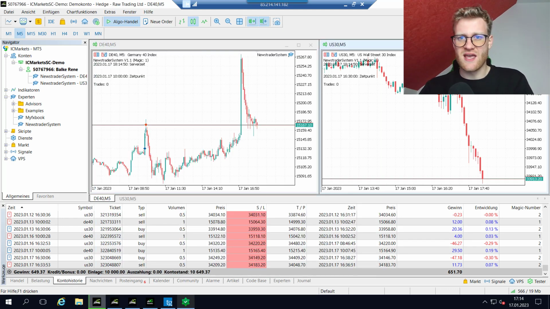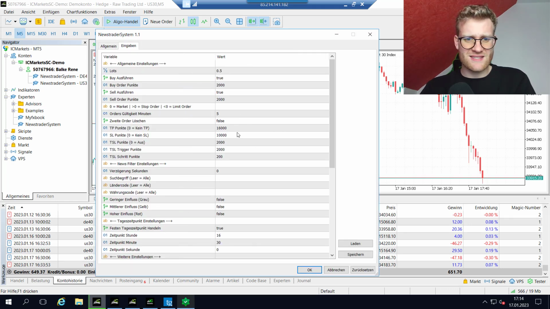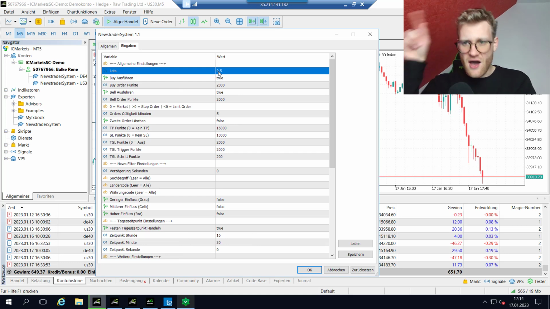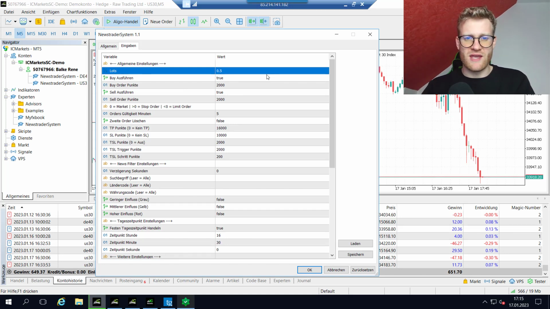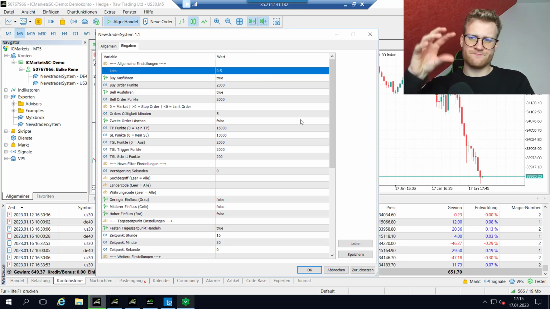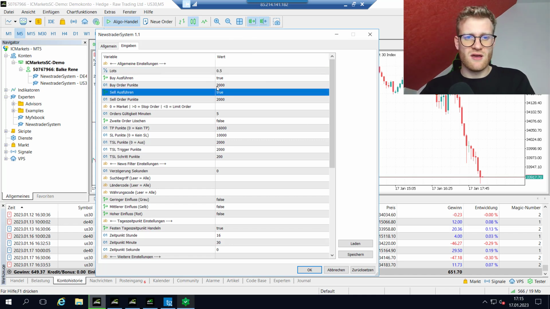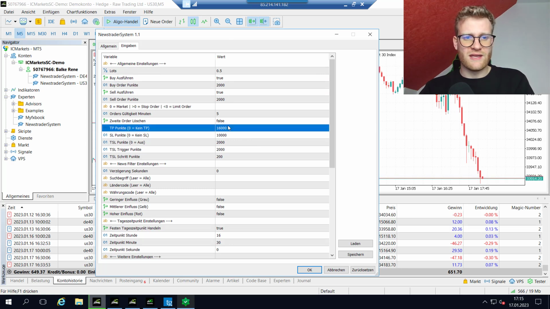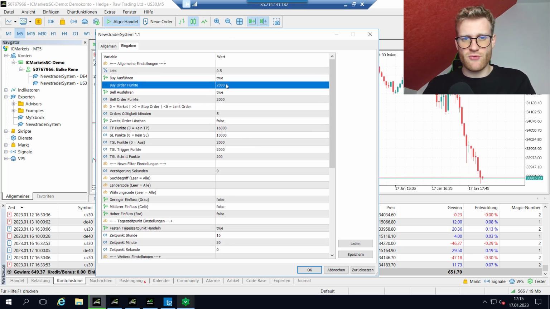I also trade this in US 30 in this account, so the US American index. And you can see everything is exactly the same. Just the lot size is half of it, because usually the movement is bigger in the US 30, so I also doubled all the distances. But the rest is completely the same.